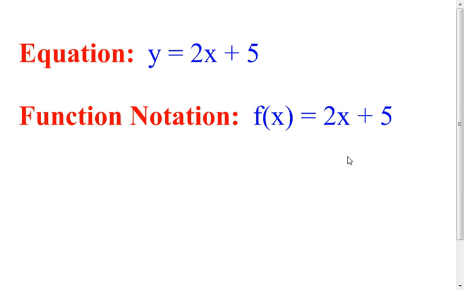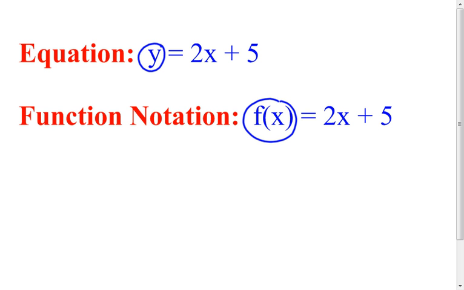Okay, in this lesson we are going to be looking at function notation. And this is probably new to you. You probably have not seen this before. You are used to seeing things as an equation, something that looks like y equals 2x plus 5. Now what we're going to do is look at things in function notation. And notice what we've done is we've replaced this y with f of x.